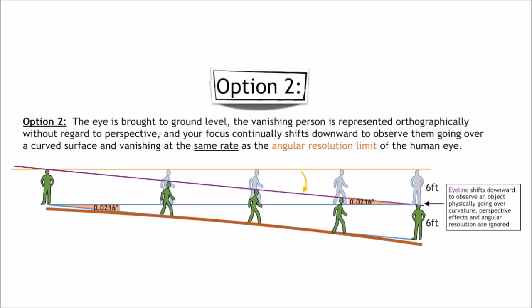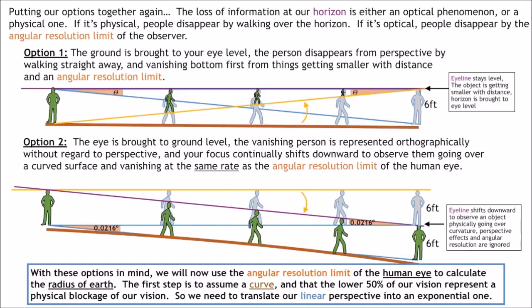It just so happens to match the angular resolution limit of the human eye, and we will show that momentarily. So again, within this diagram, our eye line shifts downward. It must shift downward to observe an object physically going over curvature. Perspective effects and angular resolution are ignored. And again, putting it together so you can see them side by side, the loss of information at our horizon, just to restate our argument, is either an optical phenomenon or a physical one. If it's physical, they disappear by walking over the horizon. And if it's optical, people disappear by the angular resolution limit of the observer.